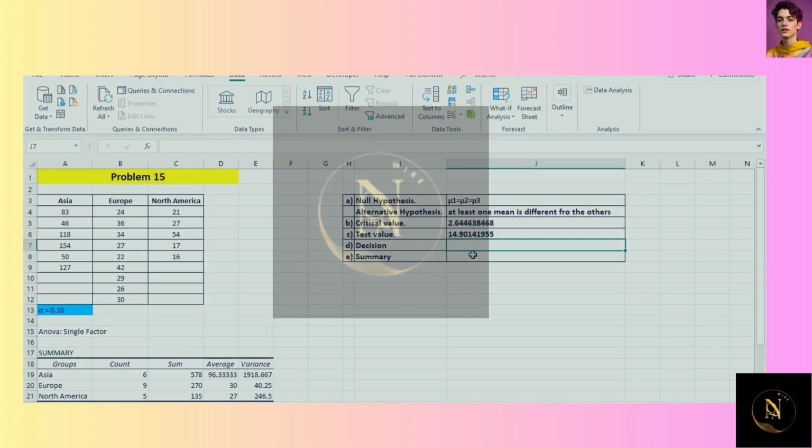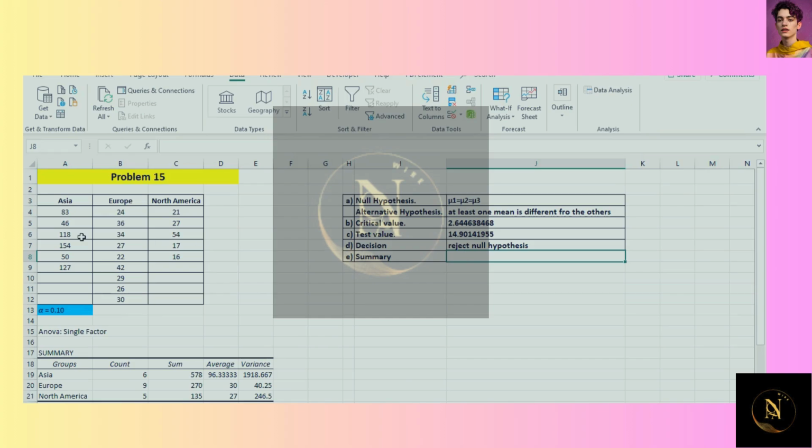Okay, so this implies that because the test value is much greater than the critical value, it is within the critical region. And since the calculated value of F is within the critical region, we can make the decision to reject the null hypothesis. And this leads to the conclusion that there is enough evidence to support the claim that at least one mean is different from the others.